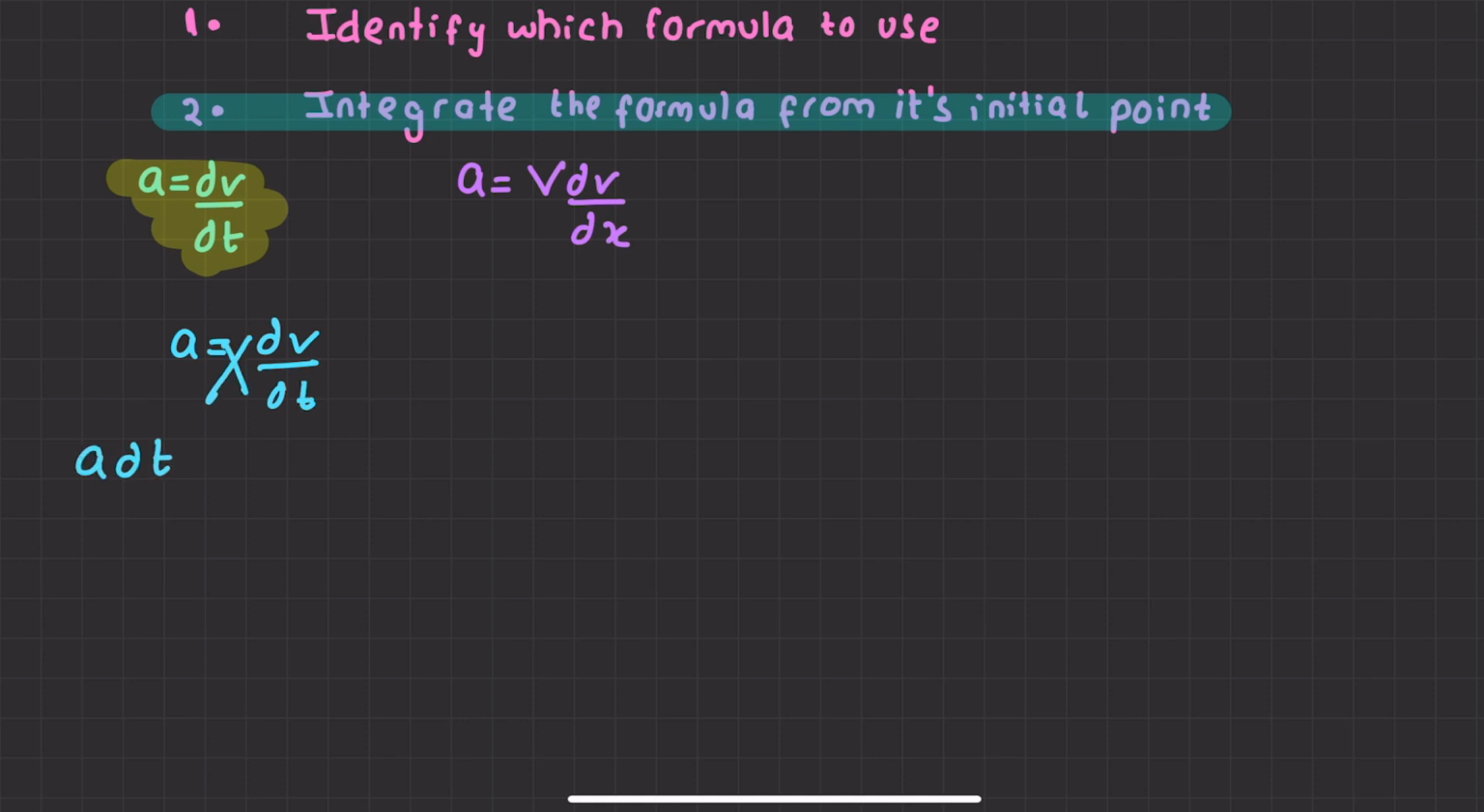So we have a dt equals dv. And because the a isn't constant, it's going to be treated as a function. And we're going to treat it as a function of time because of this t here. So we have functions of time on one side and functions of velocity on the other side. Now we have that. We're now going to bring in our integral sign.